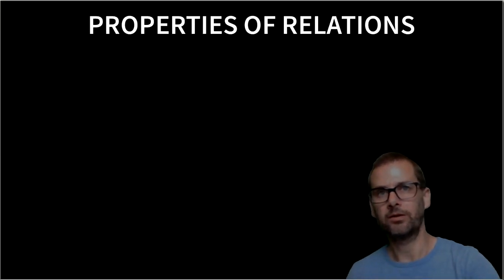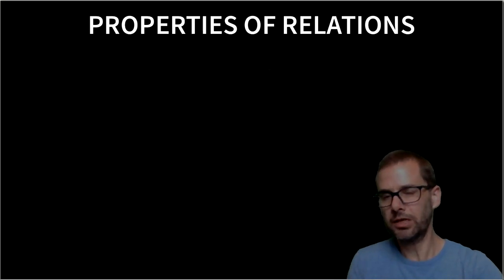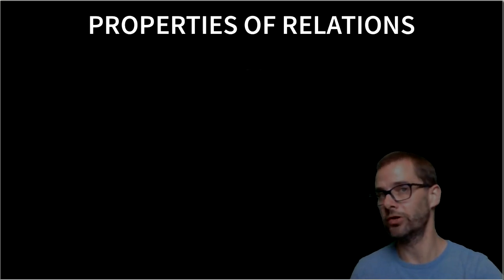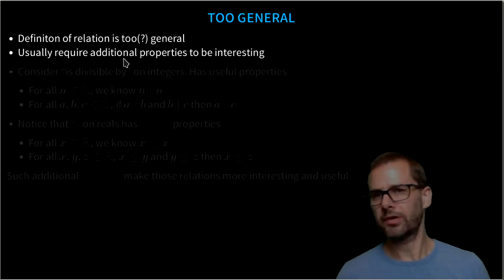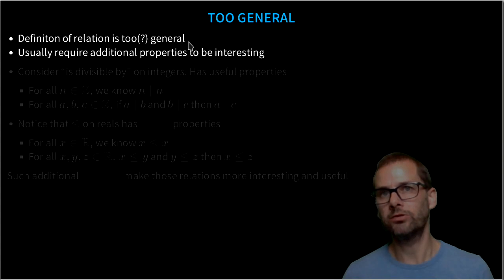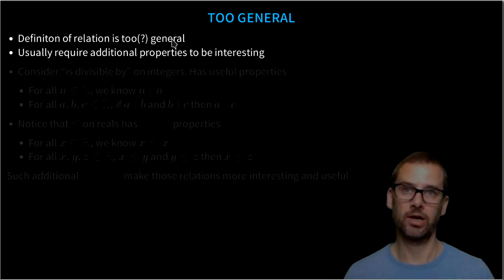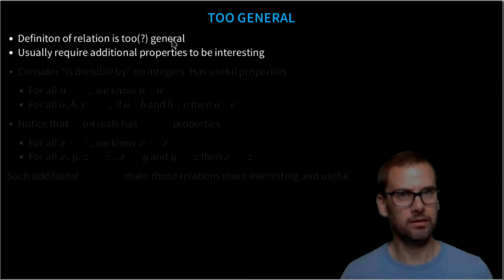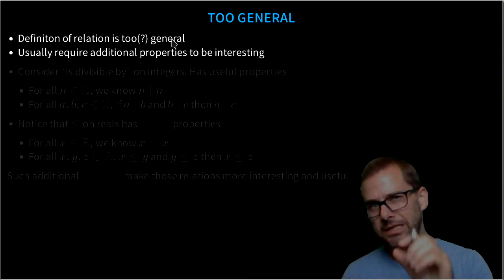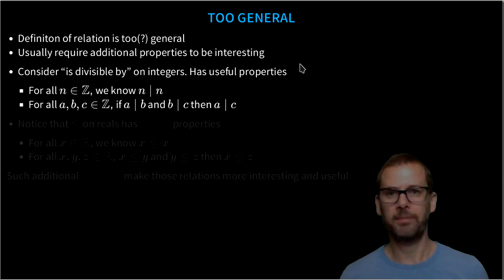Okay. So, some properties of relations. What we're trying to do here is add additional structure to relations to make them more interesting and more useful. As I just said, the definition of a relation is arguably too general to be useful. Basically, any subset of a Cartesian product is a relation. Now, in order to make that more interesting, we require some additional structure on that subset. So let's consider a couple of examples.